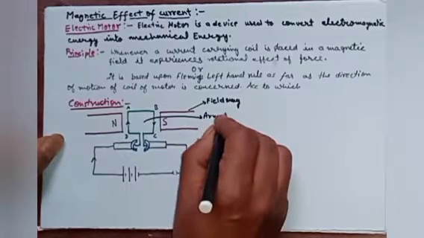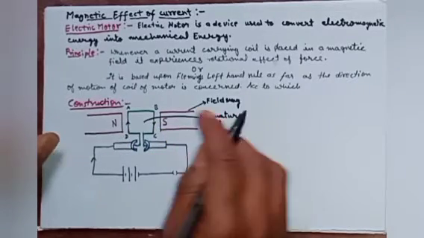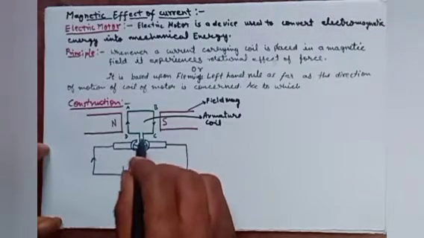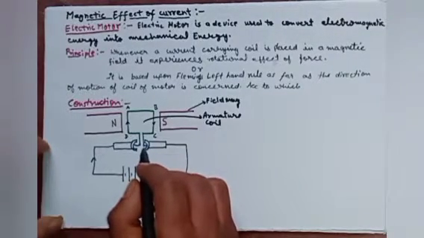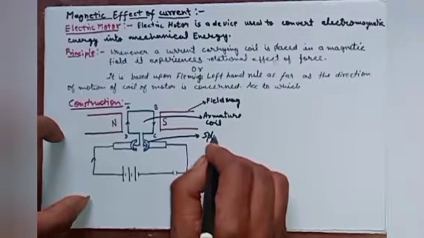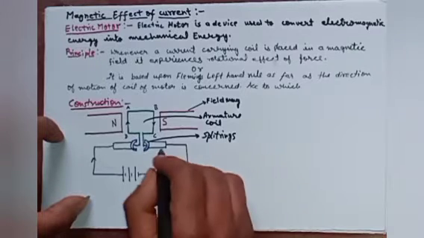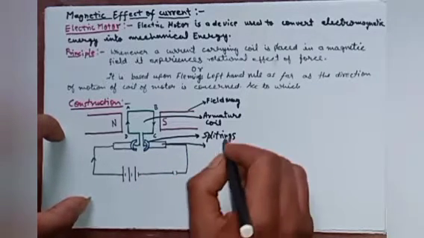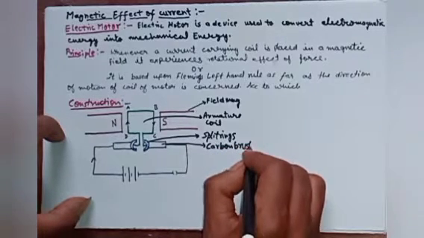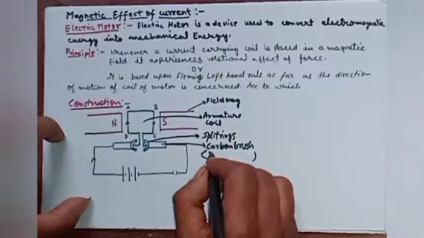Armature coil means not just a coil, but a system in which there is insulated copper wire wound over laminated iron core. I will explain about it later on. These two semicircular conductors, these are called split rings. And this is most of the time it is called carbon brush. Actually, it is graphite connector.